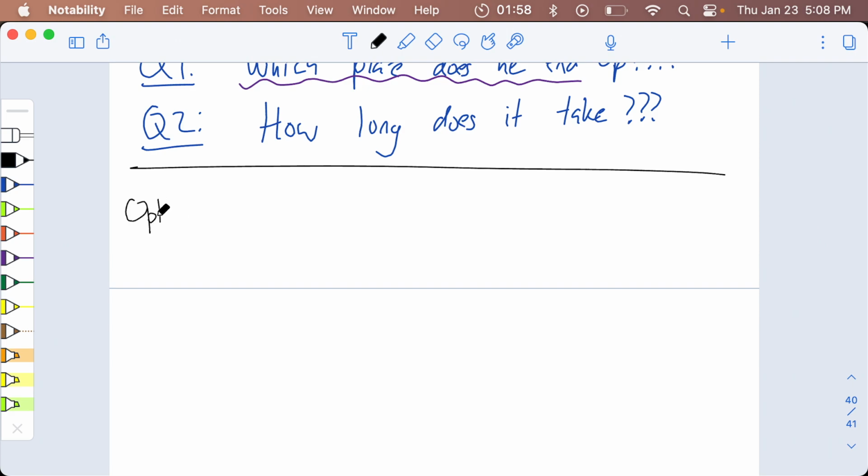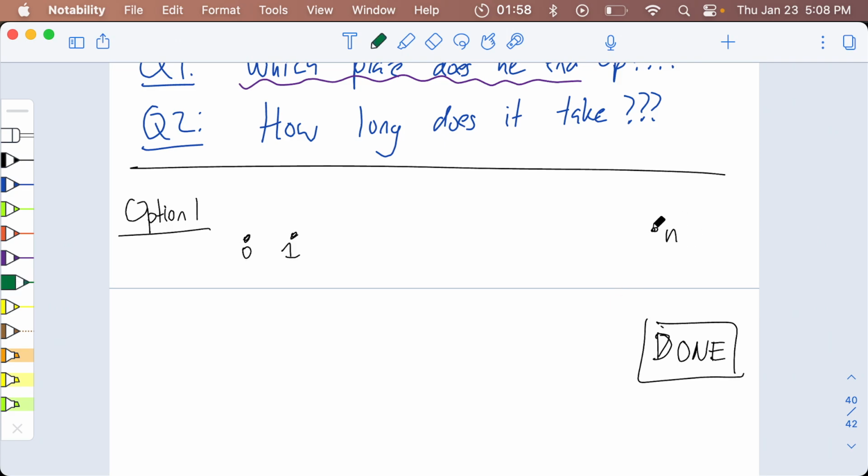Here is option 1. I make another state in the game called done. Here's a state called done. I guess it's a little square. Then I put 0 to n over here, and then I have a transition. I make it so n is not a terminal state like it was before. n takes you to done, and 0 also takes you to done, and then done is a terminal state.